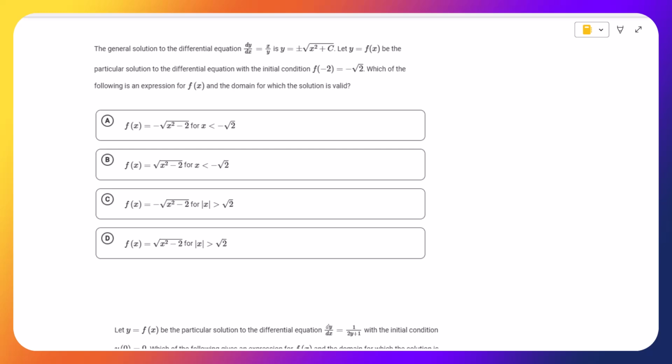We get negative square root of 2 equals plus or minus the square root of (-2) squared plus c. How do we undo the square root? We square it, so we get 2 equals 4 plus c. c equals -2. So our general solution is y equals the square root of x squared minus 2.